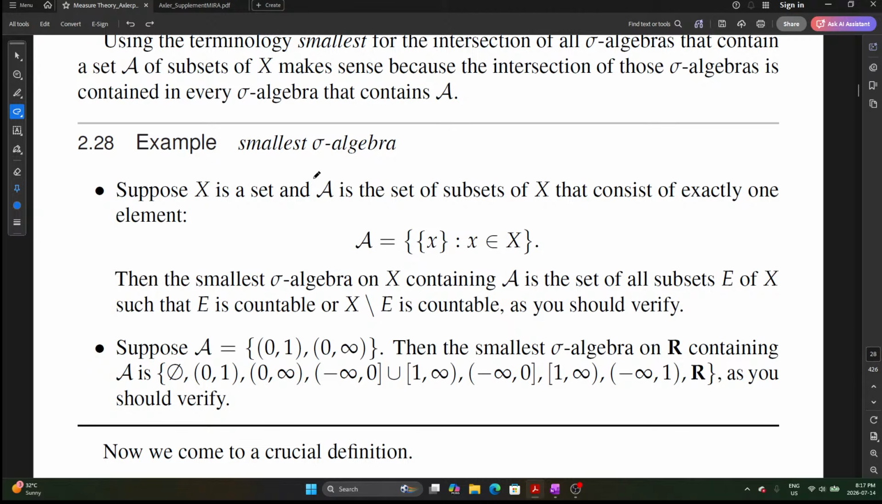So 2.28, smallest sigma algebra. Suppose X is a set, and the scripted A is a set of subsets of X that consists of exactly one element. So X is an arbitrary set, and A is the collection of singletons.